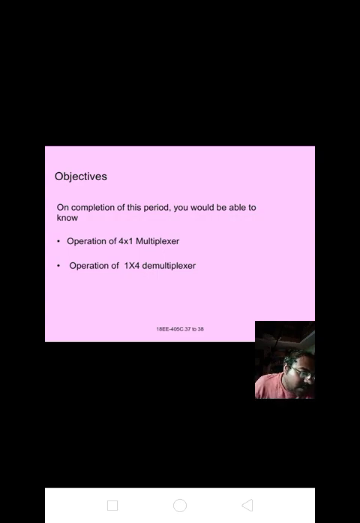A demultiplexer is a logic circuit that performs the reverse of the multiplexer operation. The multiplexer receives information on several input lines and transmits it on a single output line, while the demultiplexer receives information on a single line and transmits it on several output lines. The major difference is that the action done by the multiplexer is the reverse of that of the demultiplexer.